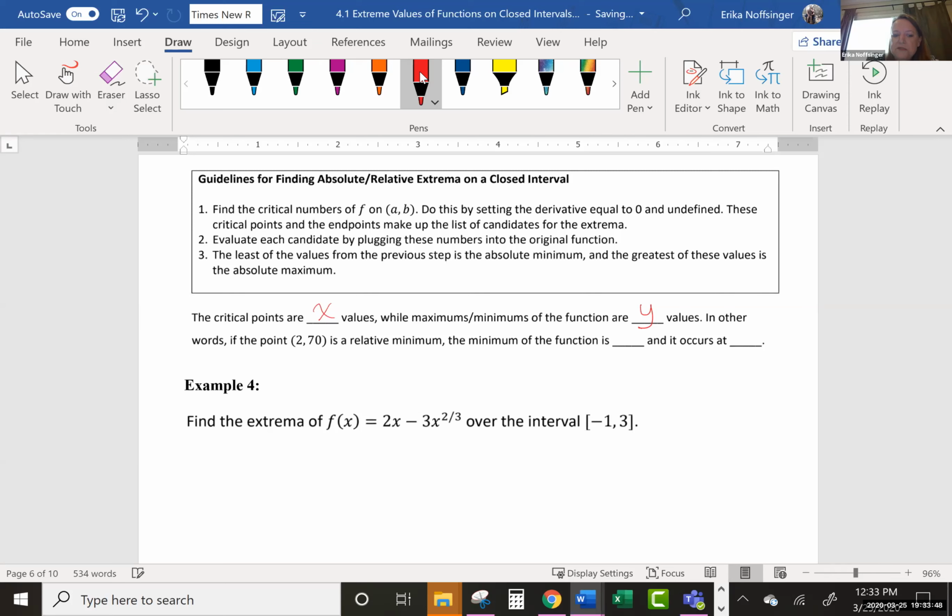In other words, if you were looking at the point (2, 70) as the relative minimum, so the point (2, 70) is a relative minimum, the minimum of the function is the y value 70, but it occurs at the x value, which is 2.